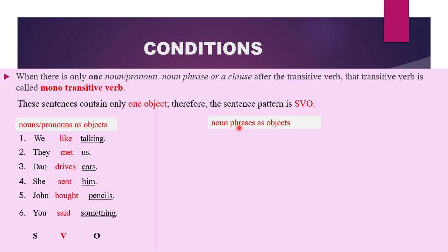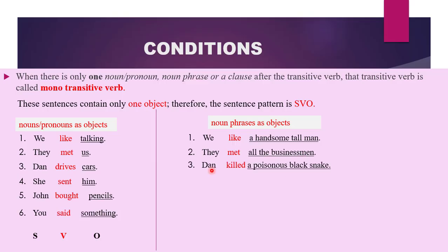Let us look at noun phrases as objects. 1. We like a handsome tall man. Whom do we like? A handsome tall man. So in this sentence, a handsome tall man is suffering from the action like. It becomes an object. They met all the businessmen. Whom did they meet? Your answer becomes the object. All the businessmen. So all the businessmen is functioning as our object. Dan killed a poisonous black snake. What did Dan kill? A poisonous black snake. Therefore, a poisonous black snake is a noun phrase which is functioning as our object.